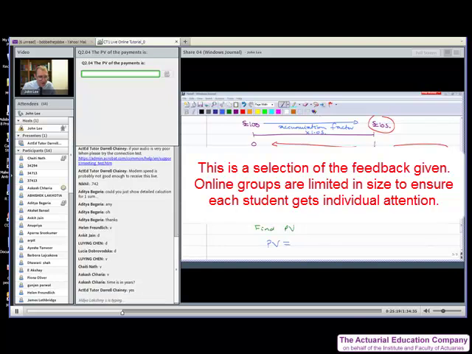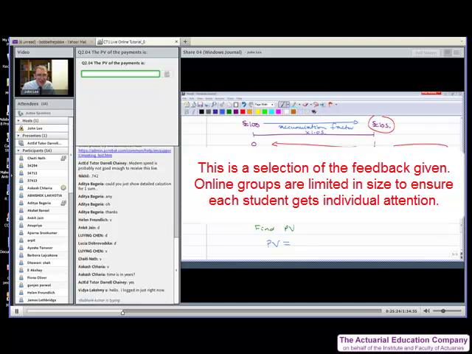Something's gone wrong. Let me just find it. 5, 8. No, your working's good. Oh, you've got 5%, whereas it's 4%. That'll be why.